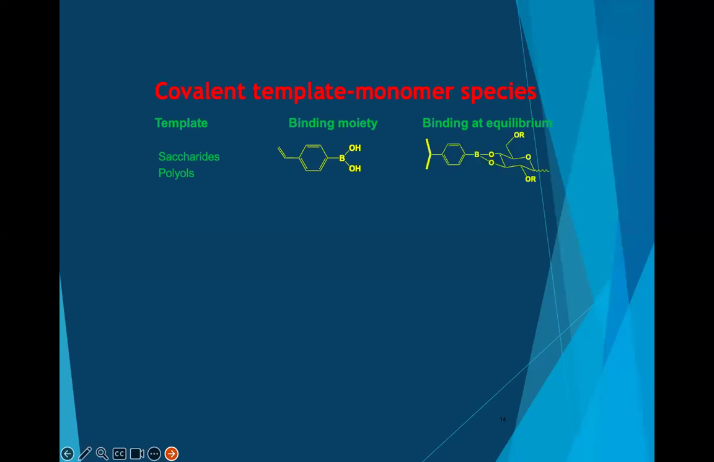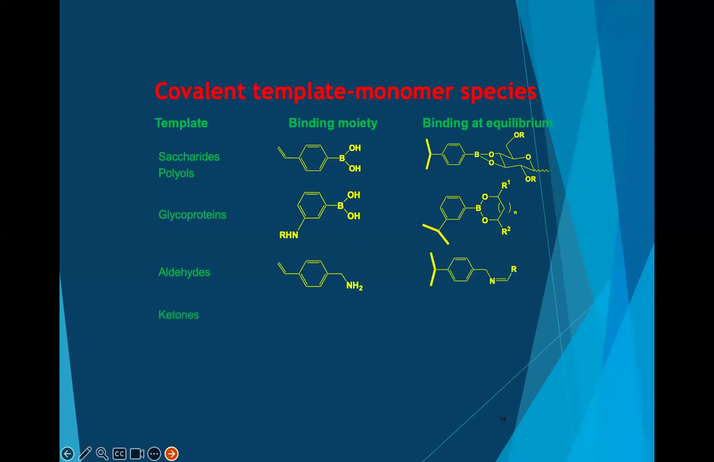All right. So this is a series of examples of templates and the interaction with the monomer species based on covalent. But this is just for you to expose yourself. I have a book on imprinted polymer, but it's quite difficult when we discuss covalent. But probably certain compounds require covalent interaction.